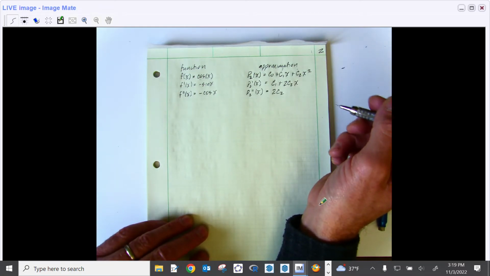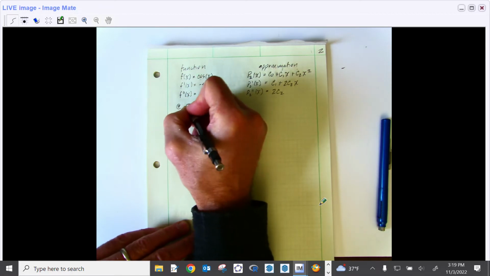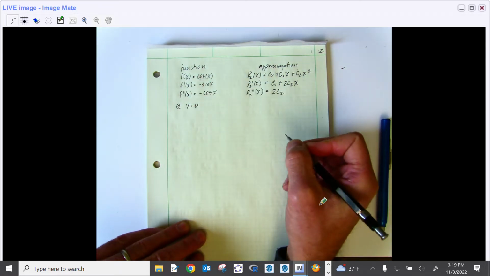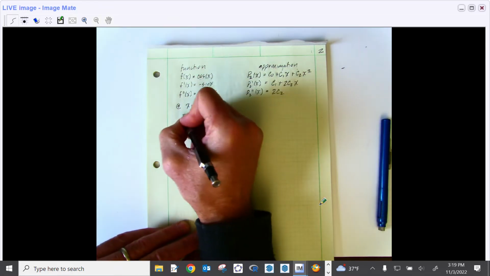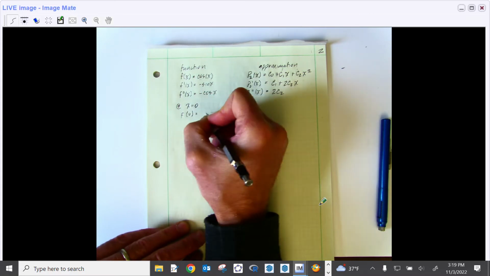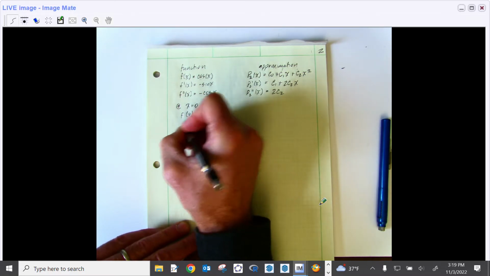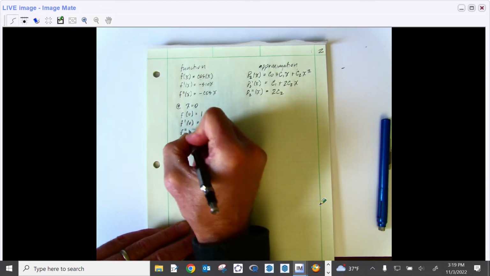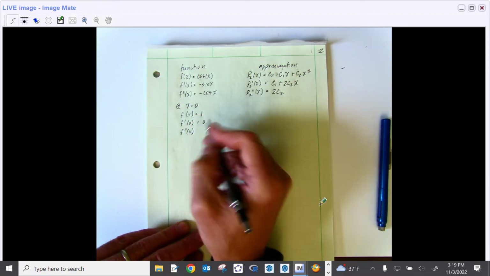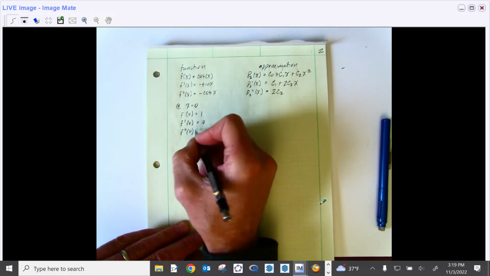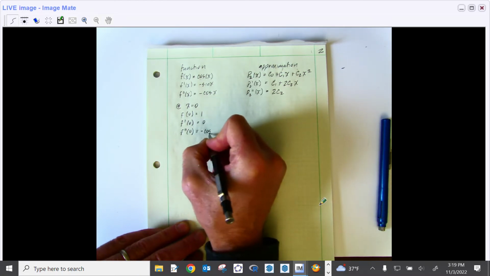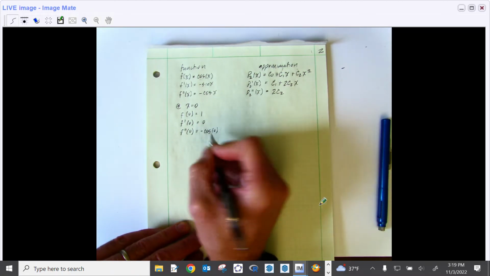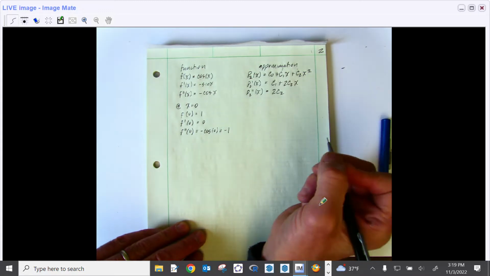So at x equals 0, we can take a look at how these things behave. F of 0, we already saw that was 1. F prime of 0, we already saw that was 0. F double prime of 0, that's what's new. That's going to be equal to negative cosine of 0. The cosine of 0 is 1, so this is negative 1.